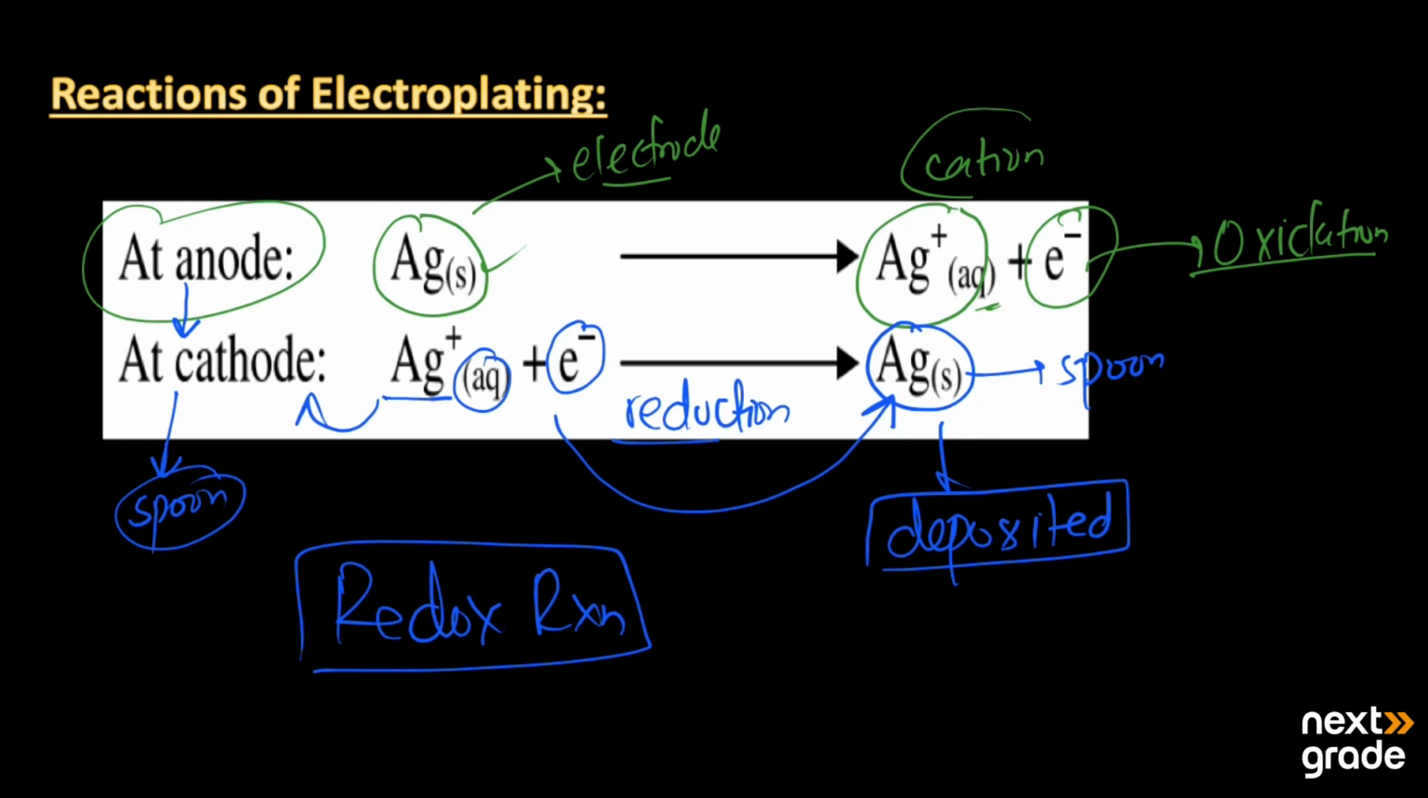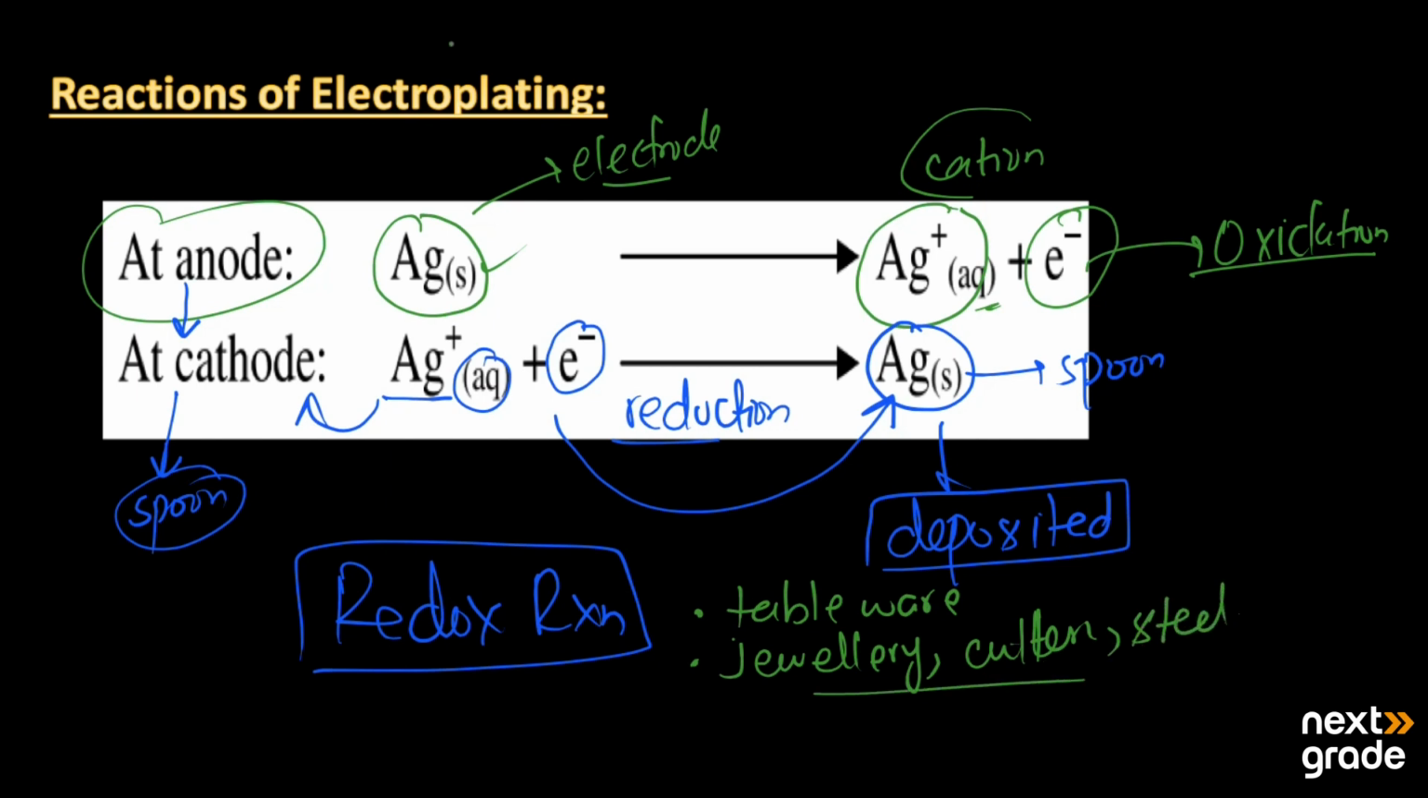And here we have some common examples of electroplating, which are silver plating of tablewares, plating of jewelry, plating of cutlery, and the plating of steel. All that takes place as applications of electroplating.